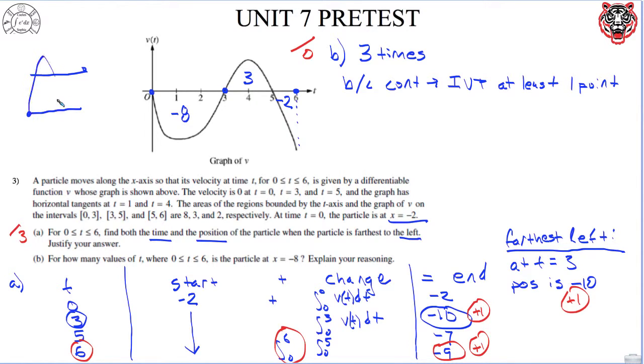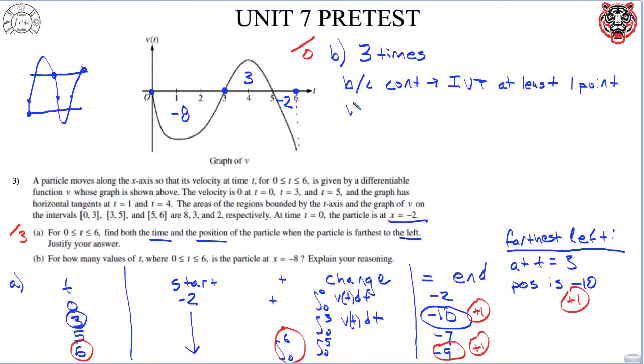Because I could have a function that looks like this. It could be hit multiple times. This point right here is hit 3 times, for example. IVT guarantees at least 1 point. Then you somehow have to say it's not more than once. How do you know it's not more than once? Because we know that the velocity is explicitly negative or explicitly positive in between these intervals. Between these positions, -2 and 10, that's between times 0 and 3. Look at times 0 and 3. Between times 0 and 3, the velocity is always negative.